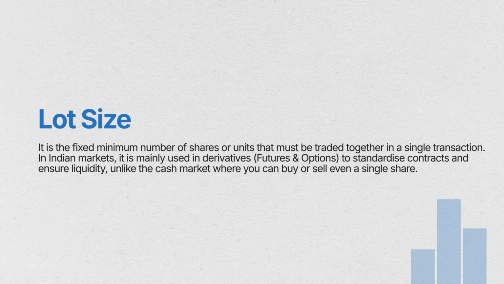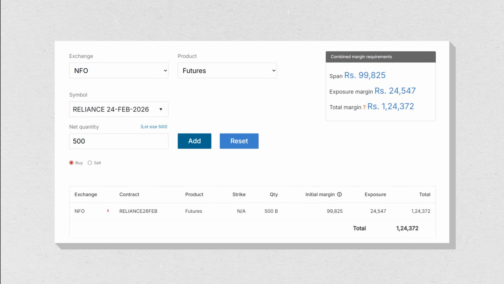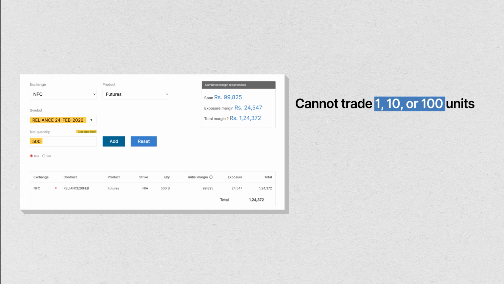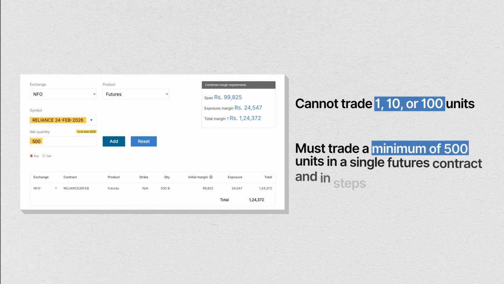In the F&O segment, trades happen in predefined units called lot sizes. The lot size defines the minimum tradable quantity of a derivative contract. Take Reliance as an example. If you check the F&O margin calculator and select Reliance futures, you will see the lot size is 500. This means you cannot trade 1, 10 or 100 units. You must trade a minimum of 500 units in a single futures contract and in steps of 500.